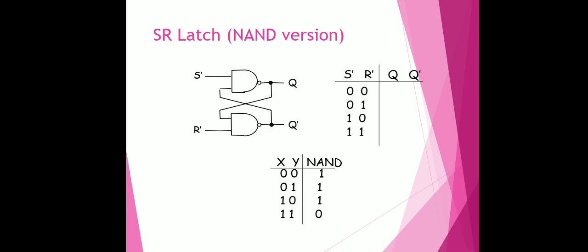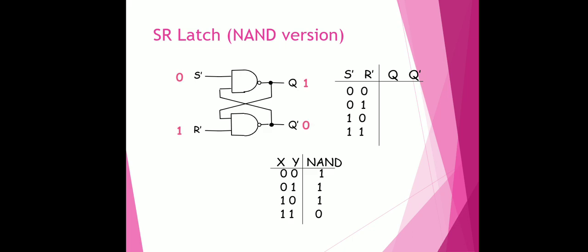So the S input sets the output to 1, while the R input resets the output to 0. When both S and R are at 1, the latch is said to be in an undefined state. Here you can see the SR latch NAND version. When the two inputs are 0 0, the NAND output is 1.